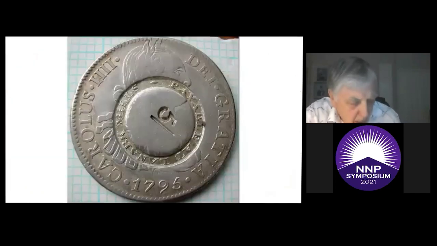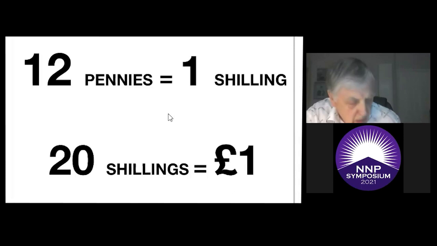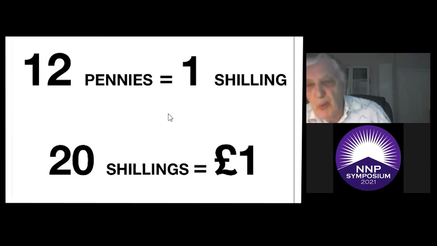Here we have an 8 reals that is countermarked with a business name in the outer ring, in this case, payable at Lanark Mills, and a value in the centre, 5 shillings. The values are always in pre-decimal currency of shillings and pennies. There were 12 pennies in a shilling and 20 shillings in a pound sterling. Today we still use the pound sterling, though now it is divided into 100 pence.